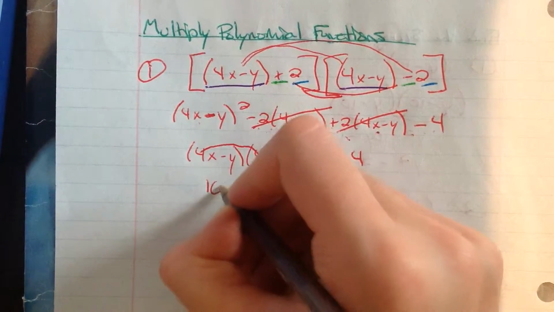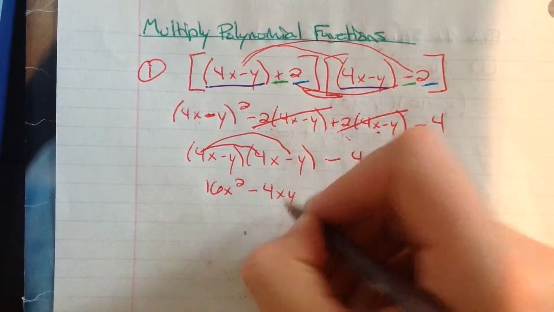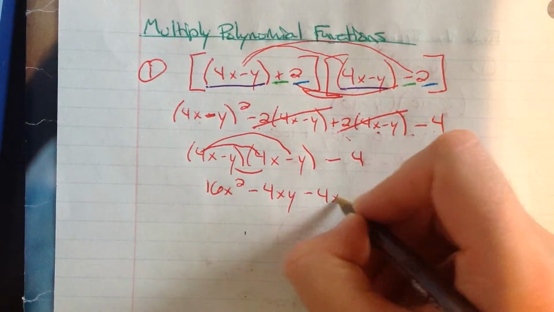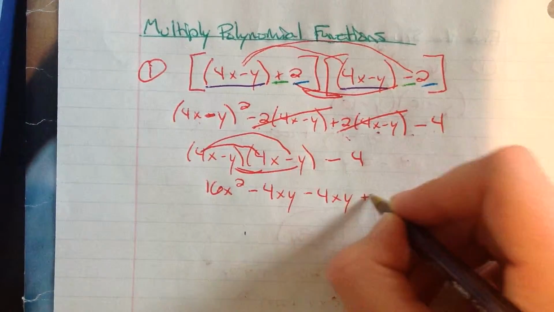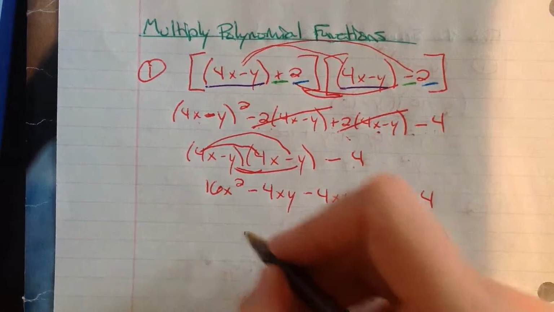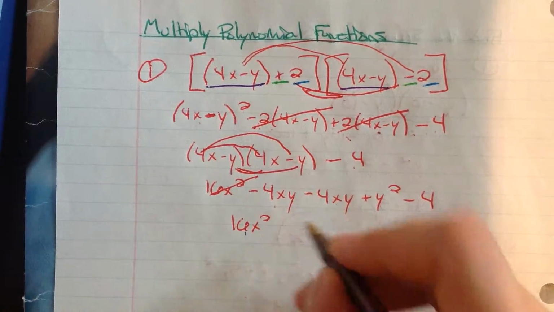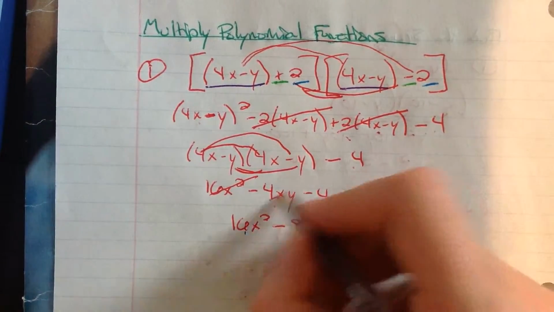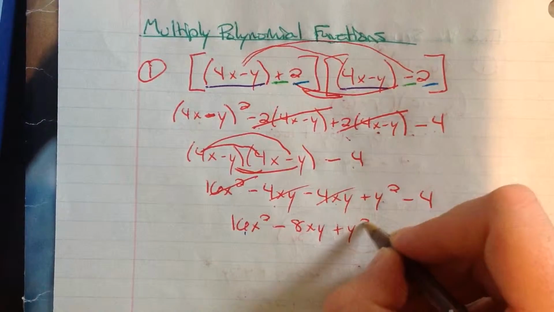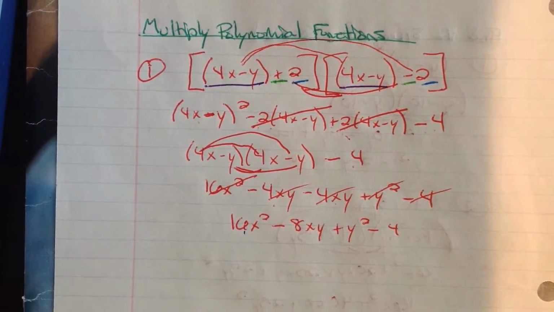First, outer minus 4xy, inner minus 4xy, last plus y squared, minus 4. Combining like terms, negative 4xy and negative 4xy is negative 8xy, plus y squared minus 4. So really complex looking problem, but it's actually not too bad because it's a conjugate pair.